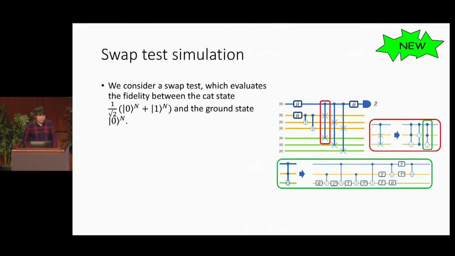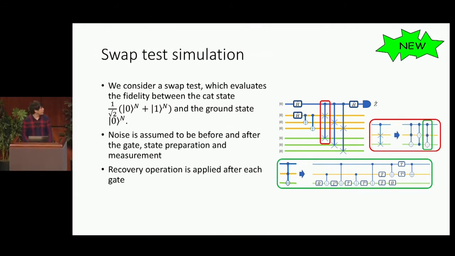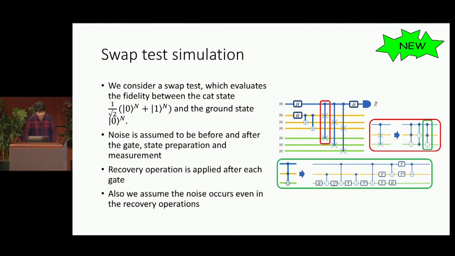So the fidelity between these two states can be obtained from the measurement of the ancillary qubit. Here we choose a very naive decomposition of the control swap operation, while in practice there may be better, more efficient decompositions. In the simulation, we assume that noise happens after every operation, and we assume that the recovery operation is applied after each gate, and also that the noise also occurs in the recovery operation.